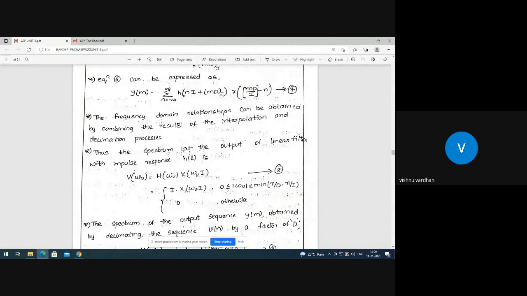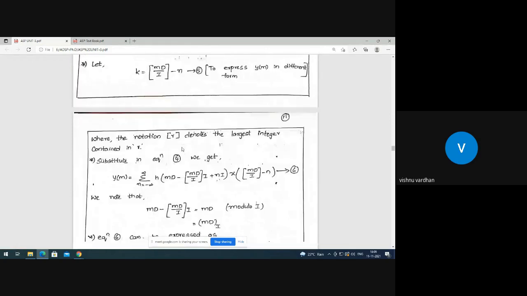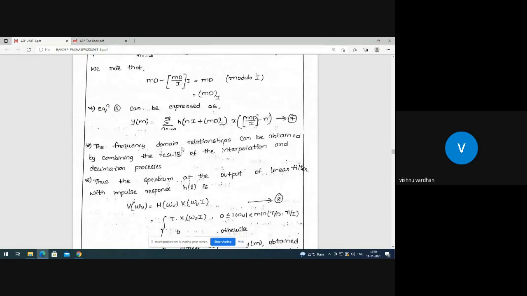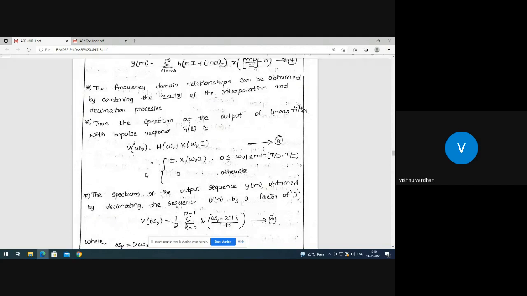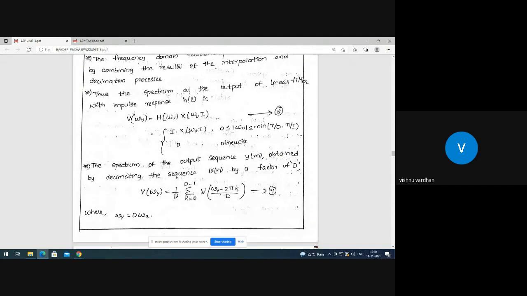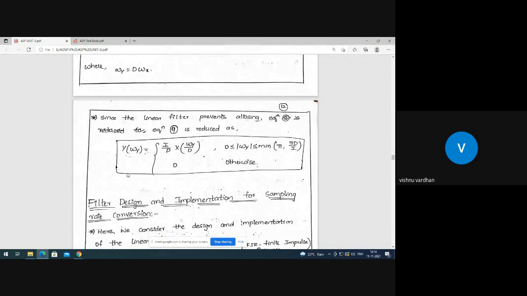Since it is sampling rate conversion by a rational factor I by D, we have to combine the results of both the interpolation and decimation processes. So finally, we see Y of omega y equals I by D times X of omega y by D, where omega y is from 0 to pi, and pi D by I.